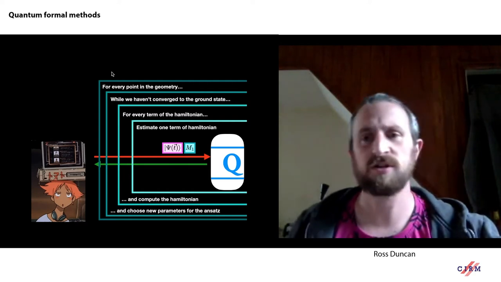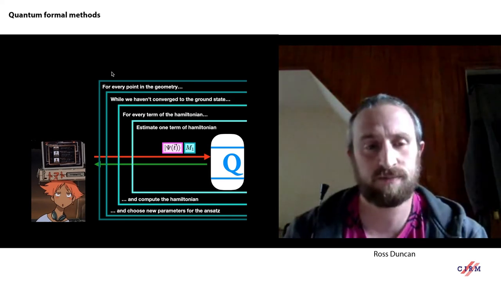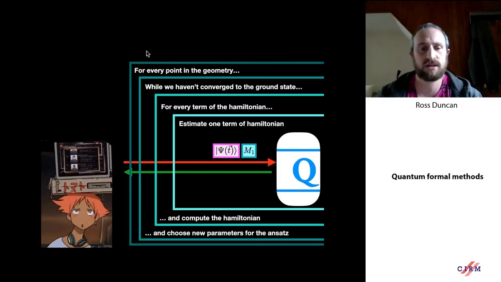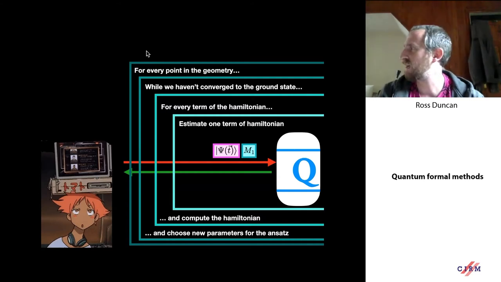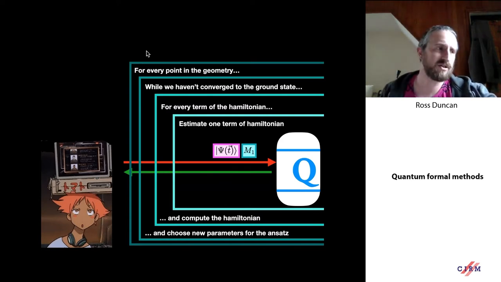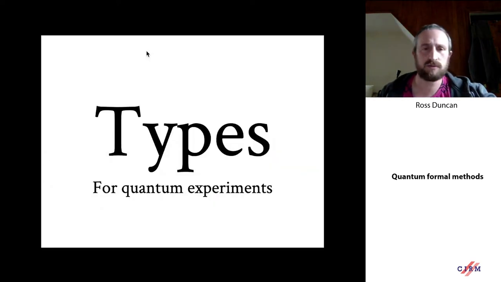Okay, so that's a rough structure of what is going on in a very, very simple but realistic experiment. And you can see that there's quantum parts and classical parts which are interacting. And in fact, if one stares at these things a little bit, you can see that these kinds of experiments are quite highly structured, and there's relatively few things which can happen, which leads me on to my first real point today, which is to talk about types for quantum experiments.